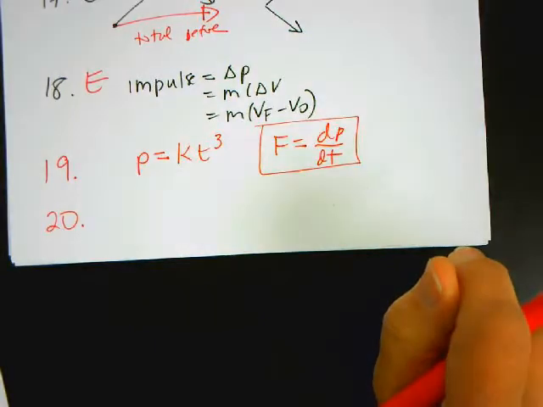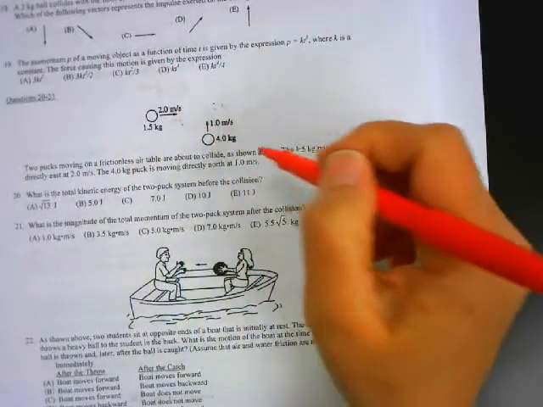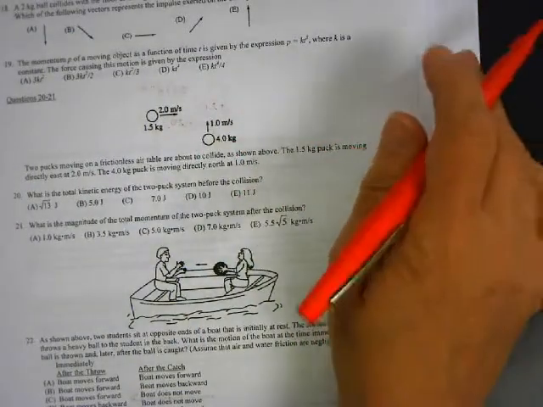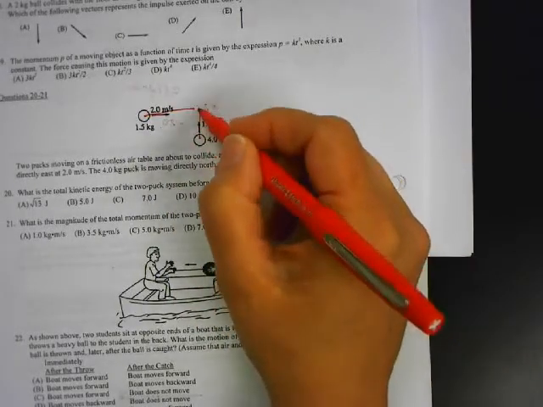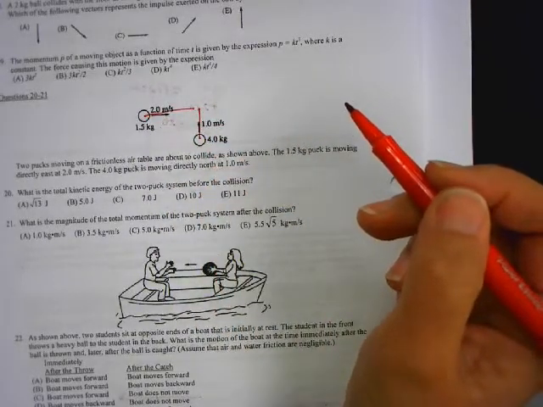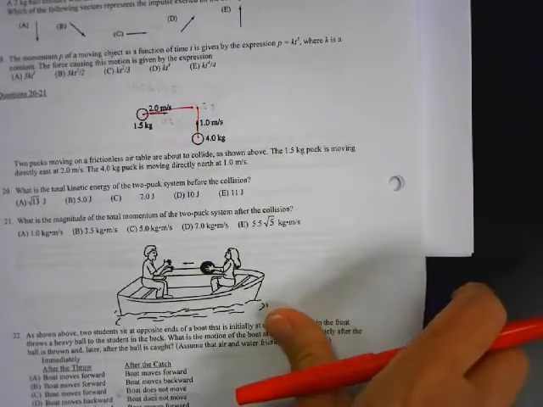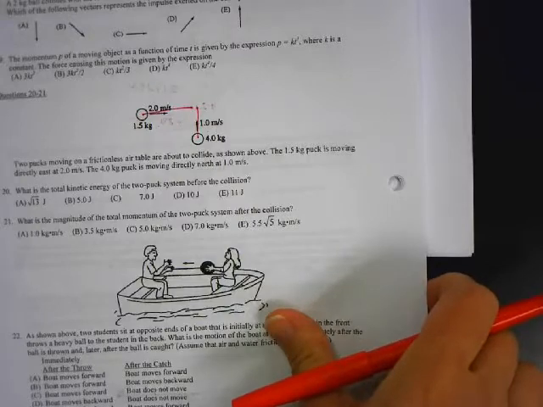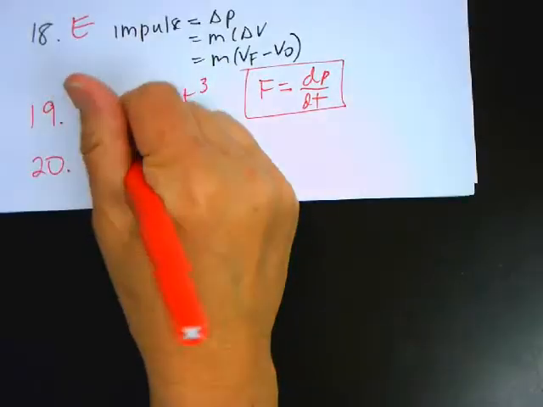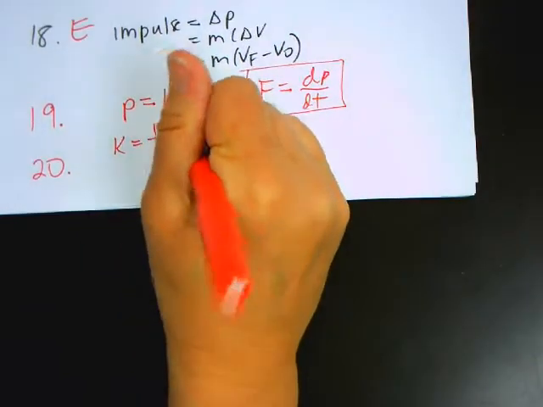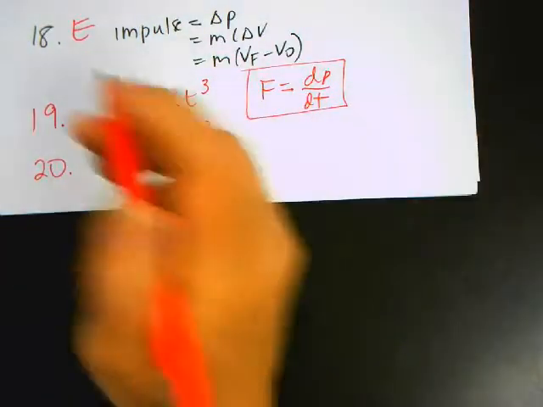What is the total kinetic? Oh, this has two problems. The two things hit like this. The 1 kilogram puck is moving directly east, and this one's moving north. It says, what is the total kinetic energy of the two-puck system before the collision? Remember, kinetic energy is scalar, so kinetic energy is 1/2 mv squared. So I just do 1/2 mv squared for each object and I add them up.